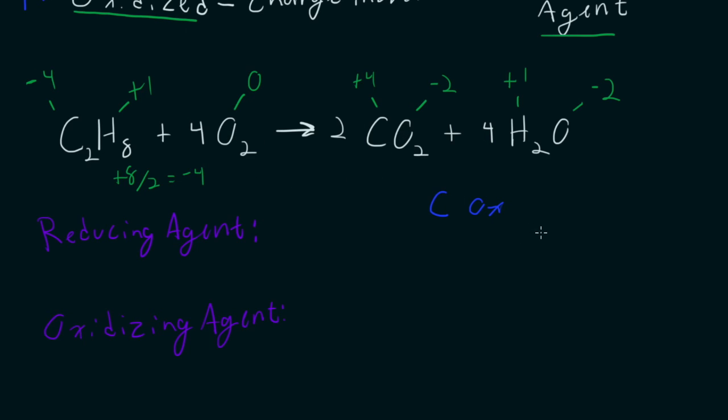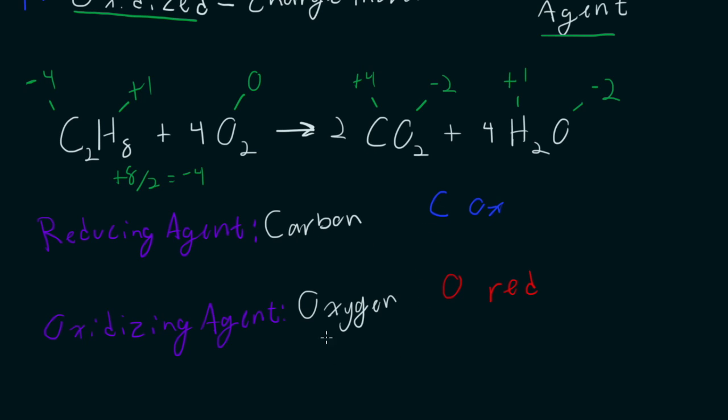And then whose charge went down? Well, oxygen's charge went down. So oxygen was reduced. So who was the reducing agent? Who caused something to be reduced? Well, that would be carbon. Carbon caused oxygen to be reduced. And carbon itself was oxidized. And so who's the oxidizing agent? That would be oxygen. Oxygen is the oxidizing agent because it caused carbon to become oxidized.